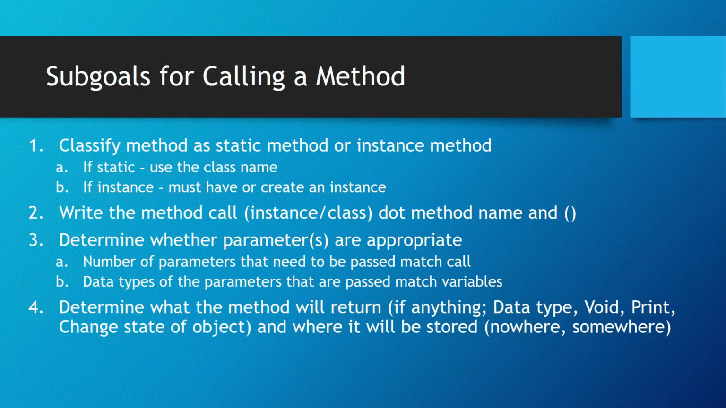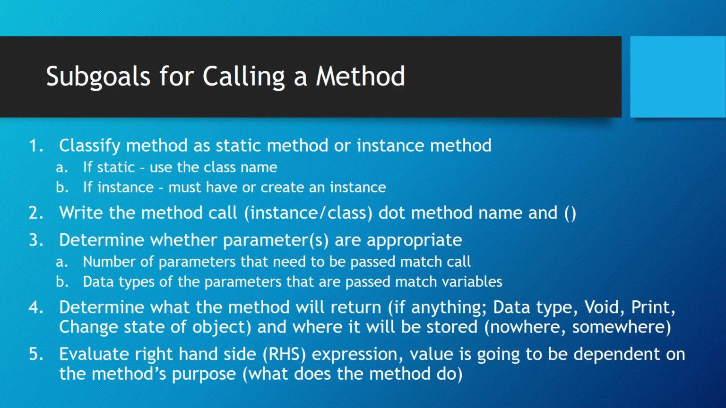For the fourth subgoal, we determine what the method will return, if anything, and where it will be stored. And finally, for the fifth subgoal, we need to evaluate the right-hand side expression. The value is going to be dependent on the method's purpose. What does the method do?